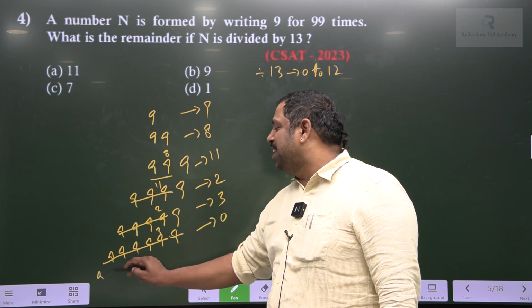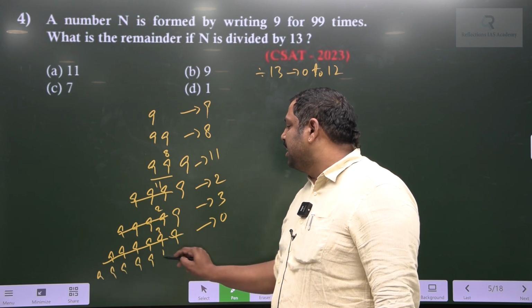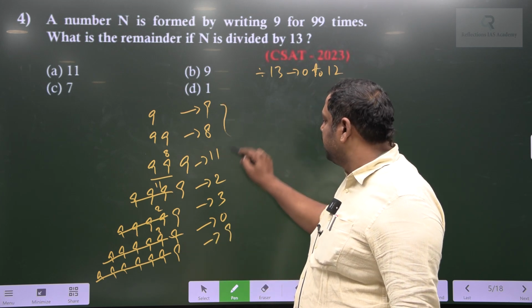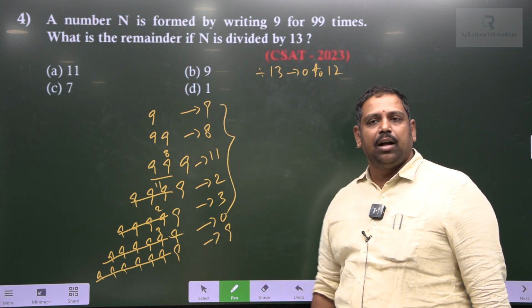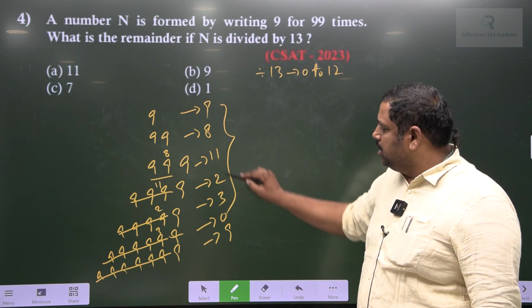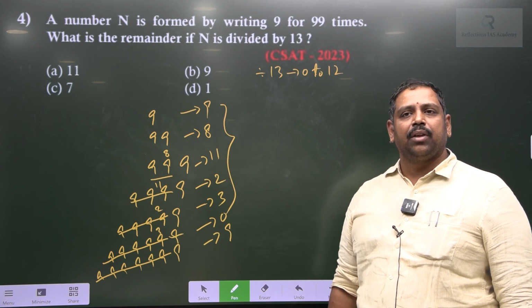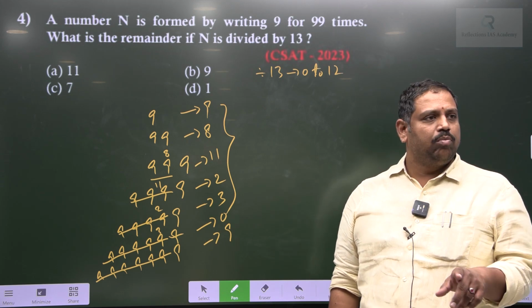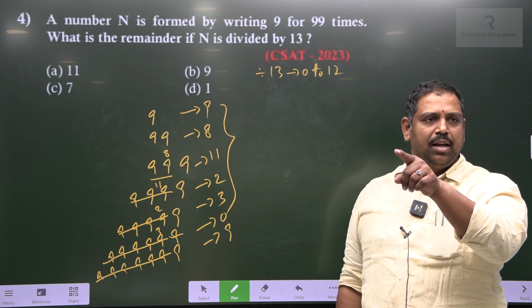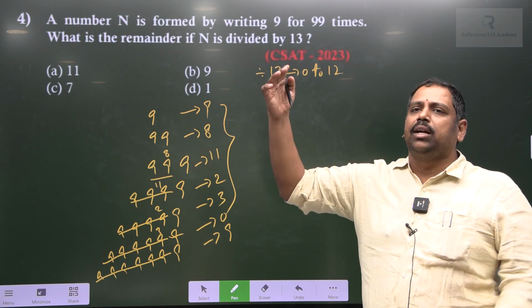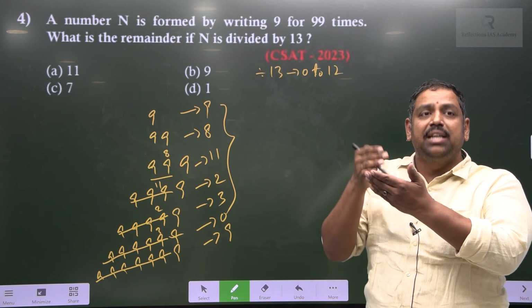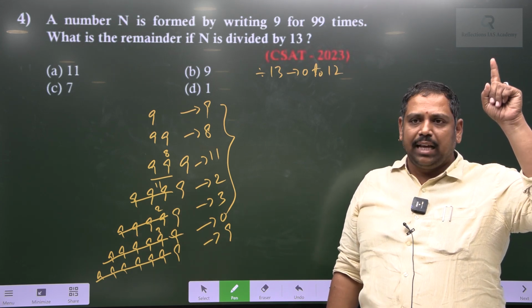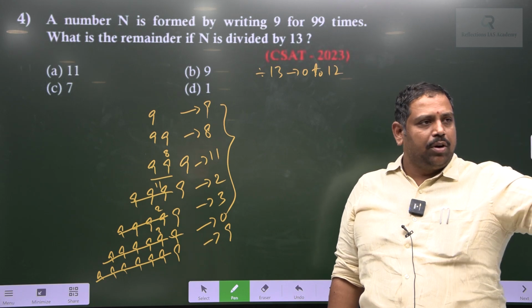If you take one more 9, observe the game here, up to this 0. This 9 continues, means this is repeating. After how long it is getting repeated? 6 times. Means every 6 times it will be 0. Every 6th time it will be 0. Means 6 multiple you have to think. Before 99, 6 multiple is 96. Yes or no? Do you understand that?